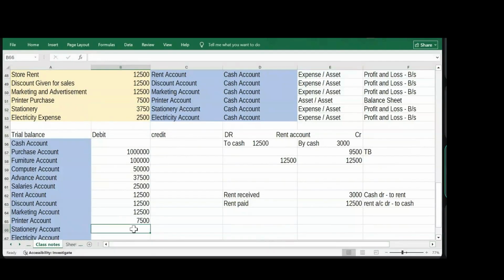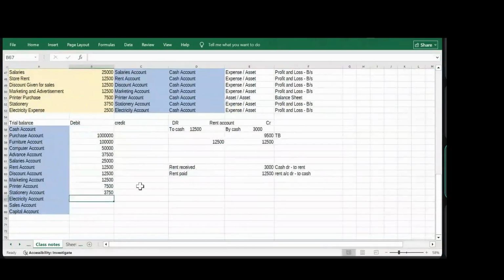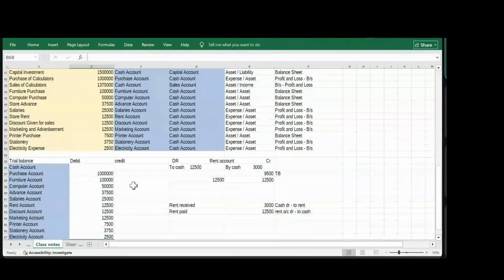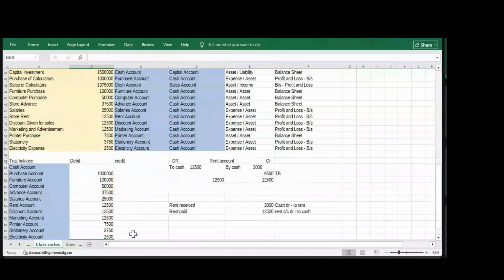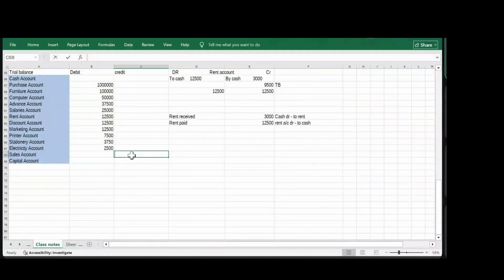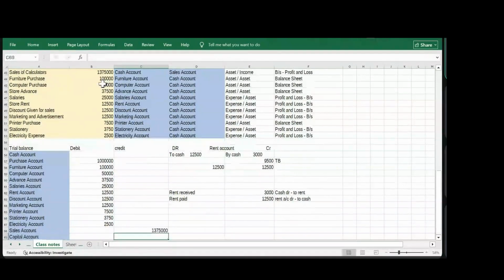This is the stationery. Electricity is this. And then what will happen for sales? Sales account? Sales account? Credit. Correct. No? Capital account?